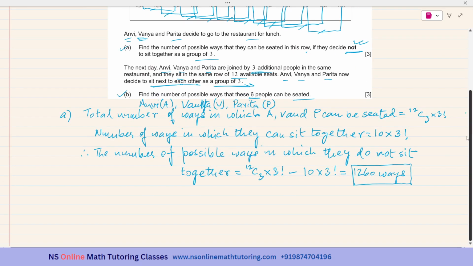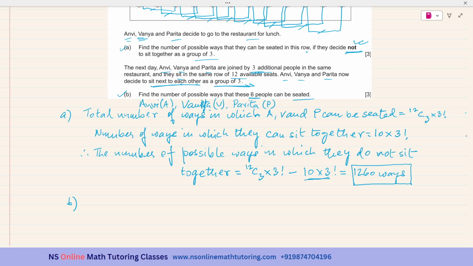Okay. So let us start our answering. So part B. Now we have already calculated the number of ways in which these 3 people, Anvi, Vanya, and Parita, can sit together. Okay, that was 10 times 3 factorial.